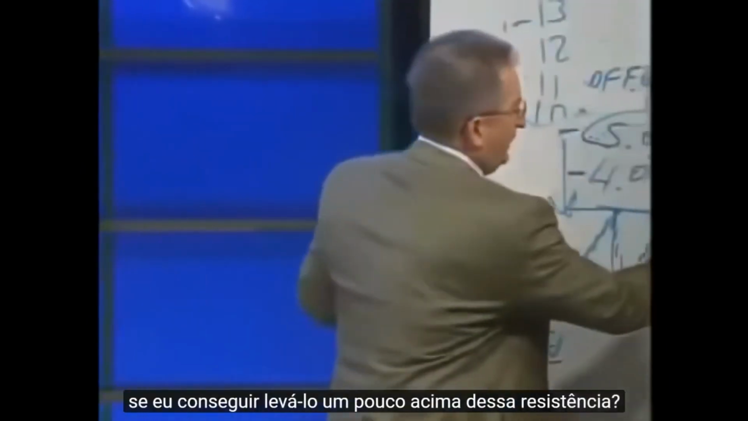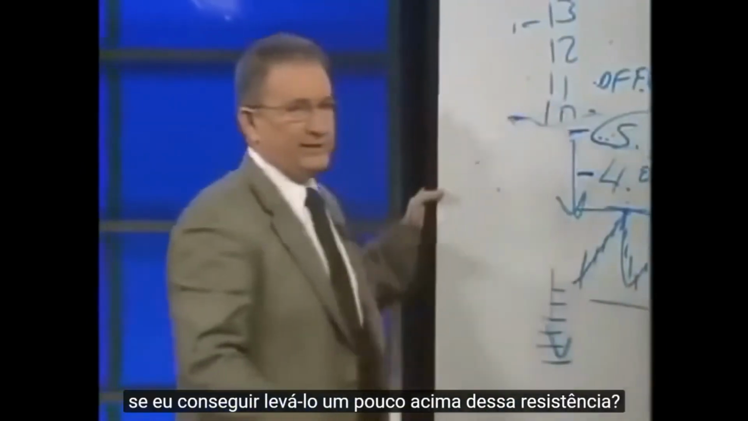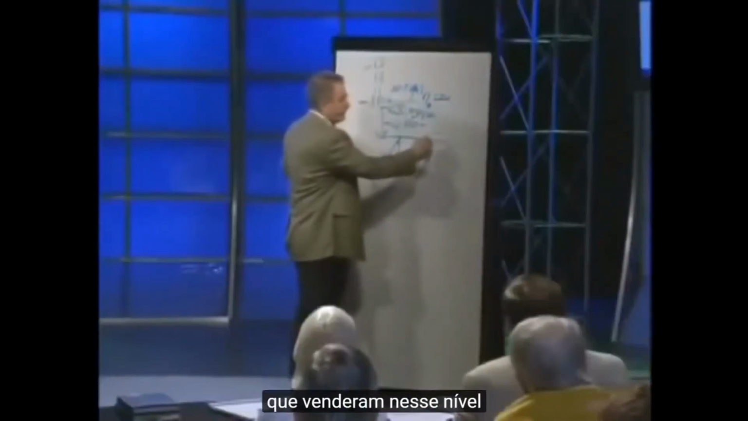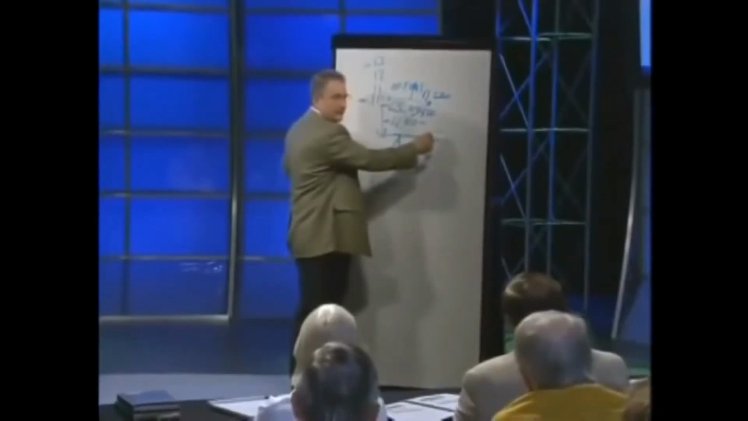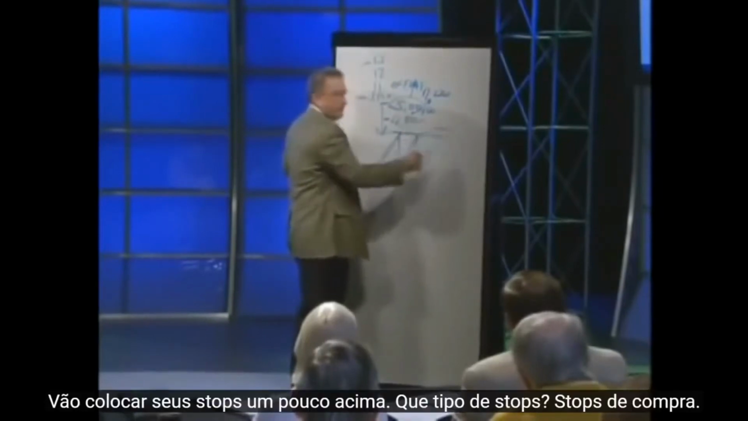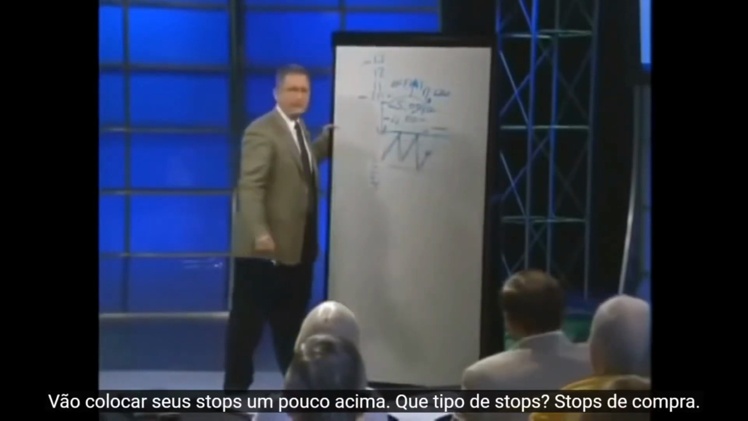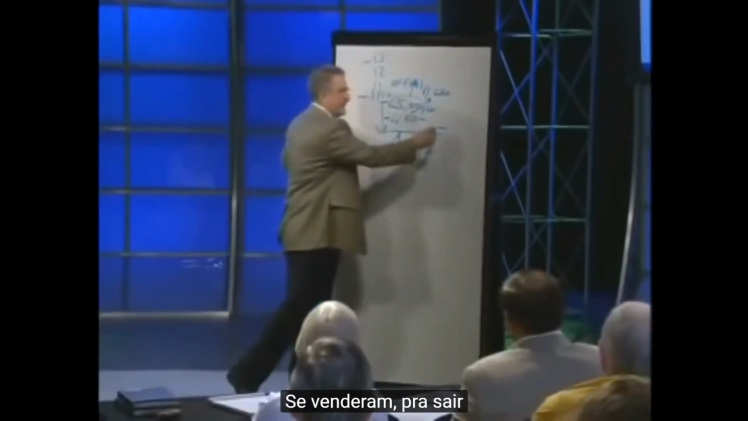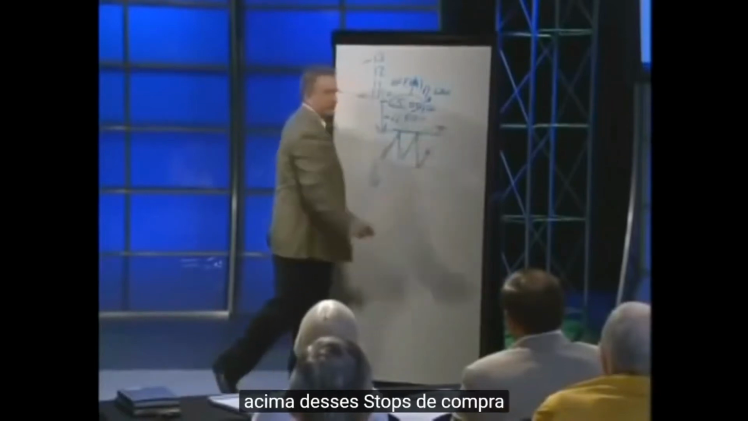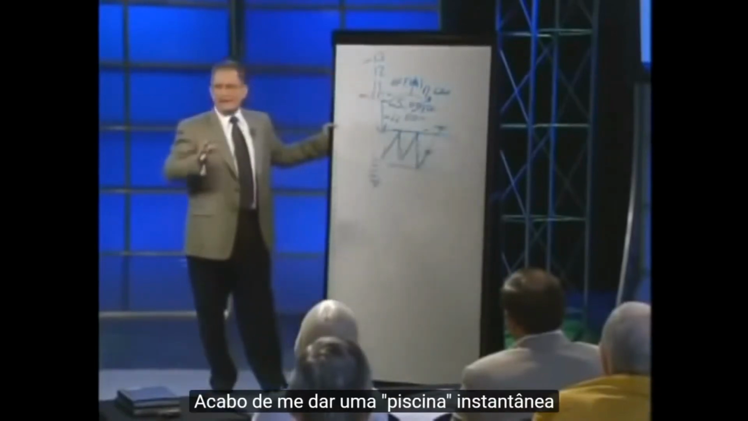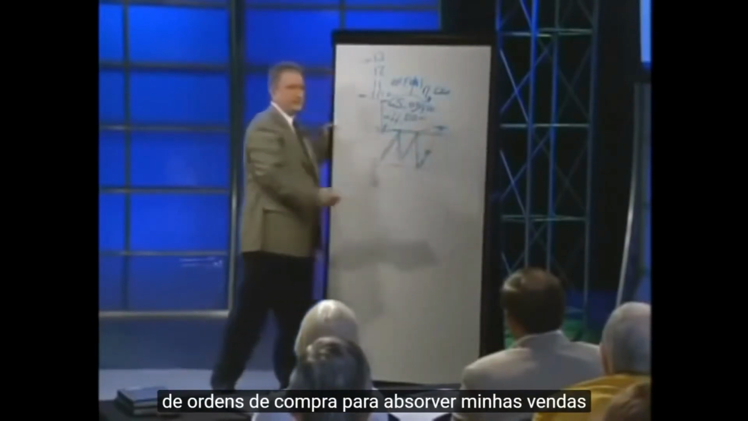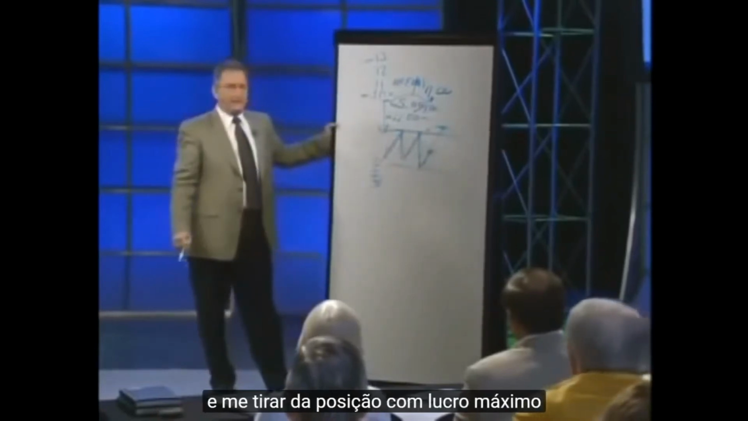But what if I can drive it a little past that resistance? What I'm going to have is a situation where all the other traders who sold at this level right here, who came into the market because it was approaching this previous high, are going to put their stops a little bit above the market. Now, what kind of stops are they going to be? They're going to be buy stops. If they sold and have to get out at a loss, they have to be buyers. If I can drive the market to those buy stops, I have given myself an instant pool of orders to take the other side of my trades and get me out at maximum profits.